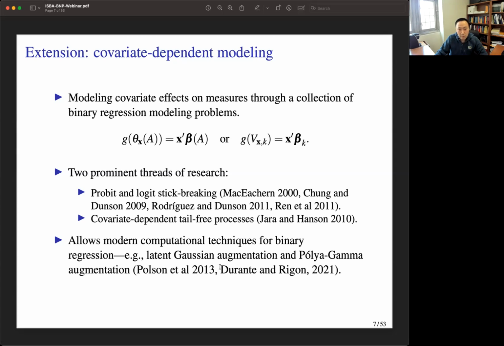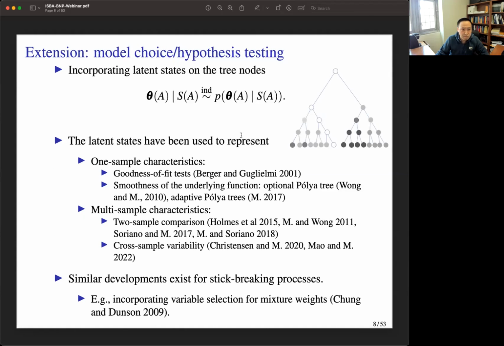And also, after 2013, all of a sudden, the logit stick-breaking, the logit link function, becomes very convenient for introducing covariate effects on binary regression. And I recommend this recent paper by Durante and Rigon, 2021, which very nicely described the various different computational techniques, including MCMC and EM and variational inference, that utilize the Polya-gamma augmentation to do inference in the context of stick-breaking, but you can easily see that everything is applicable to covariate-dependent tail-free processes as well.